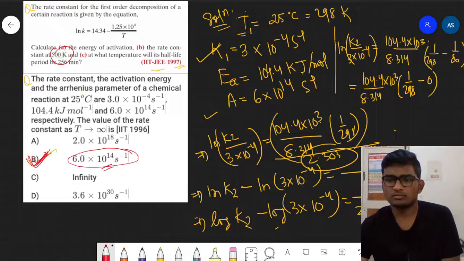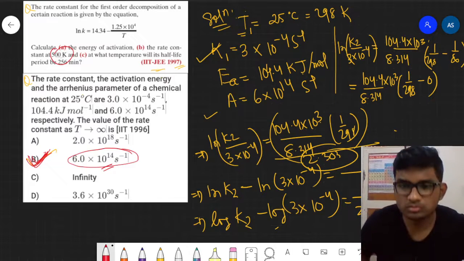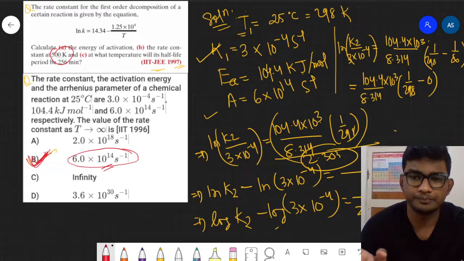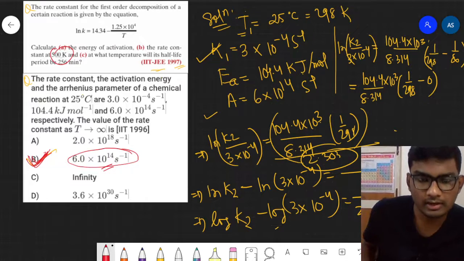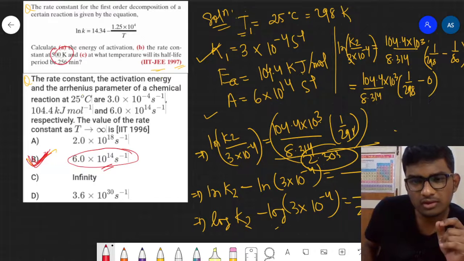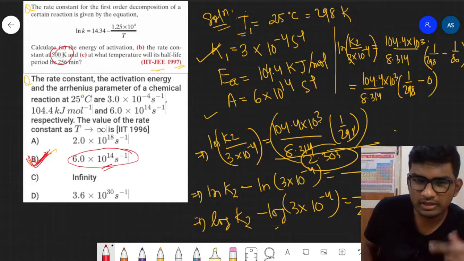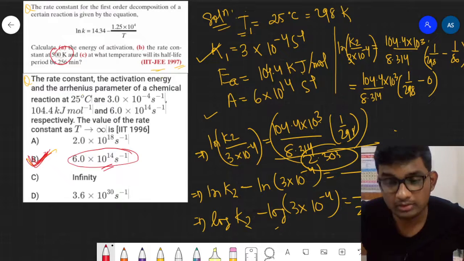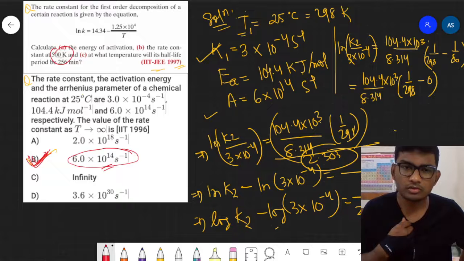So I tried to explain as much as possible, and also I tried to solve a few questions so that you can get an idea about what types of questions they might ask you.